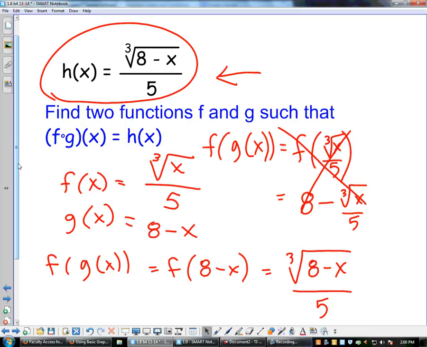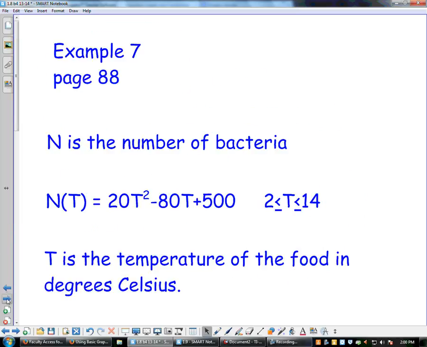All right. And then let's take a look at one last example from section 1.8. And this is actually example 7 from page 88 in your textbook. So let's take a look at that. This is example 7 on page 88. If you have your book open to page 88, that would be great.